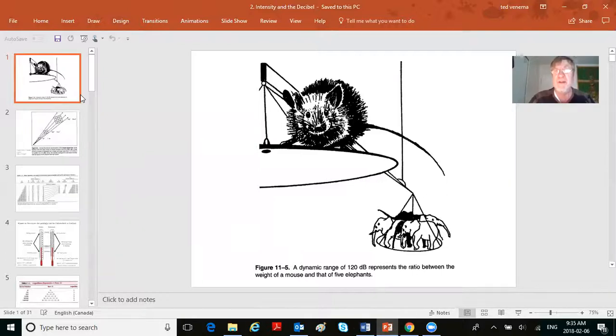Have a look at this. The softest sound you can hear is real soft, and the loudest you can tolerate is like 5 elephants. So when you are looking at that range, the weight of a mouse compared to the weight of 5 elephants, you're talking a lot of difference, right? And that's why one of the fundamental things about the decibel is that it's got to cover this monstrous range. And I'll stop sharing here. It's got to cover this monstrous range from the softest you can just barely hear to the loudest sound you can tolerate. That range in loudness or in intensity is monstrously huge.